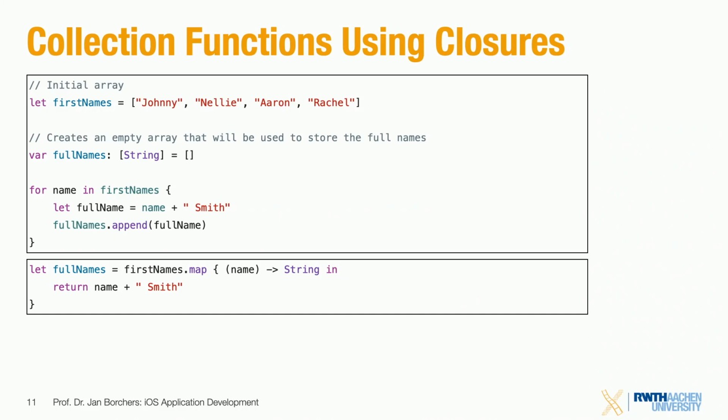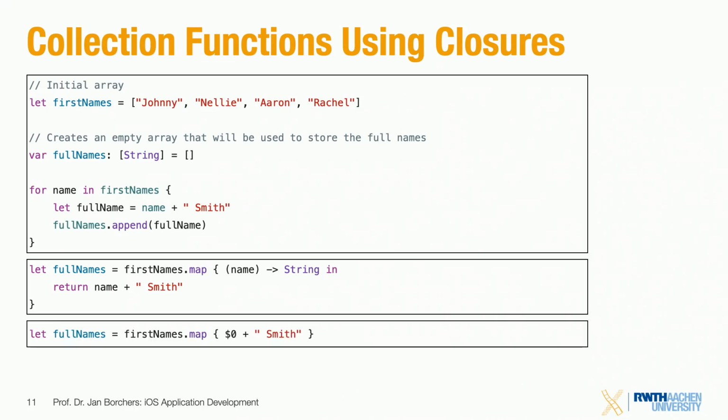Can we do shorter than this? Yeah, you. Exactly, right? So we could do it this way. We don't need to actually name the parameter and then use it on the next line. We could just say, well, the thing that I'm getting, just attach Smith to it, right? For each element in the array, right?